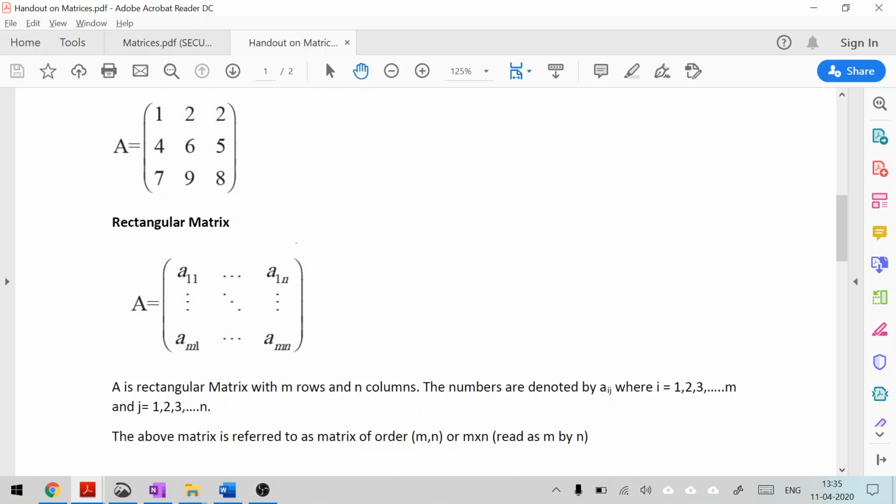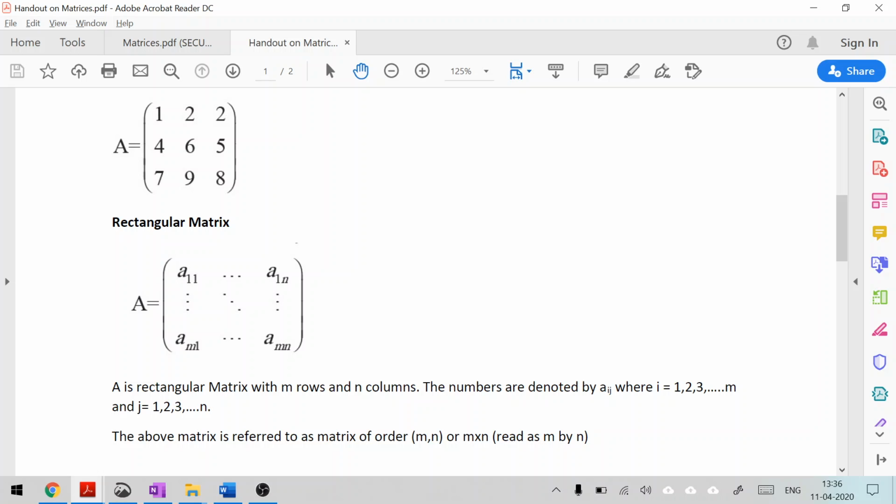In a rectangular matrix there are m number of rows: row 1, row 2, row 3, row 4, up to row m. And the columns are n. So these are the columns. Columns are denoted by n, n for number, and the rows are denoted by m, m for mall. So m into n: m denotes rows, n for number denotes columns.